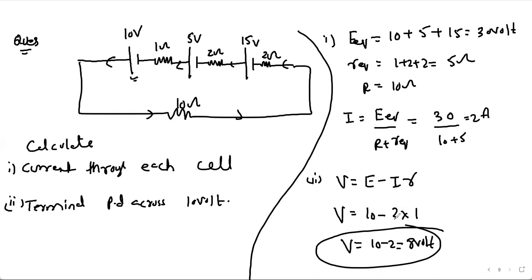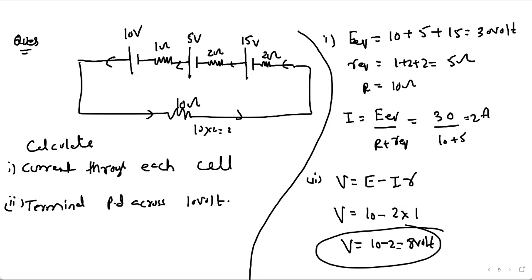Yes, sir. Wait, there was one more formula. Yes, but that is for a single cell. If you do this, you are doing 10 into 2, right? That will give the terminal potential difference across the combination of the cells. But you need the terminal potential difference across a particular cell. Okay, sir.